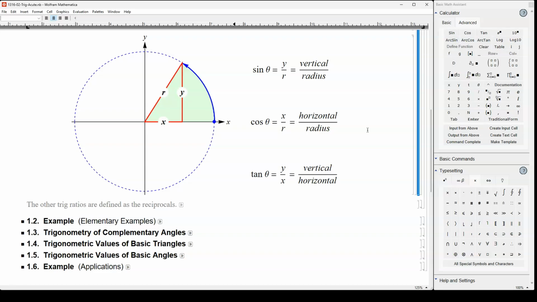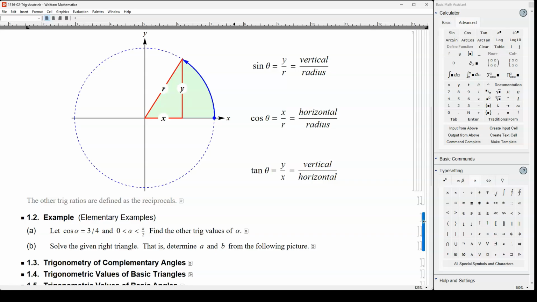Okay, ready for an example problem? Okay, all right. I guess so. Cosine of alpha is 3/4, and it's an acute angle, greater than 0, less than pi over 2. In other words, greater than 0 degrees, less than 90 degrees. Find the other trig values of alpha.